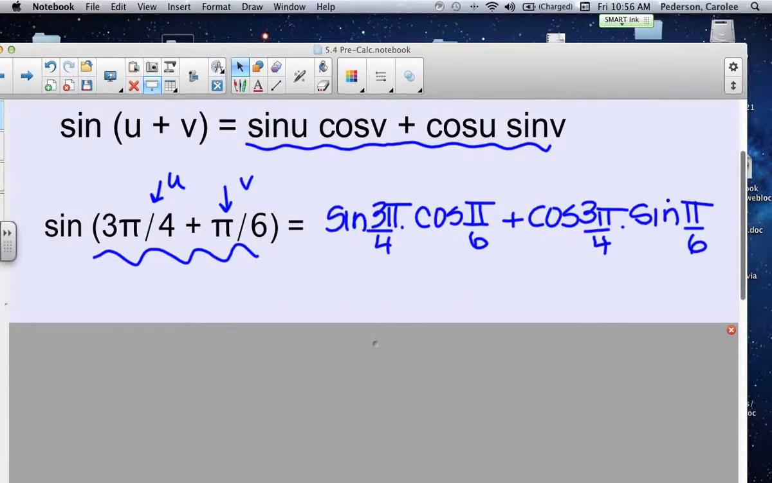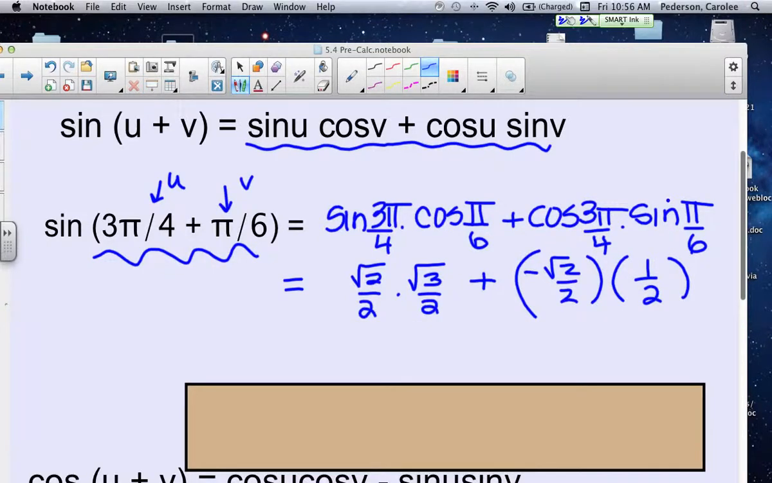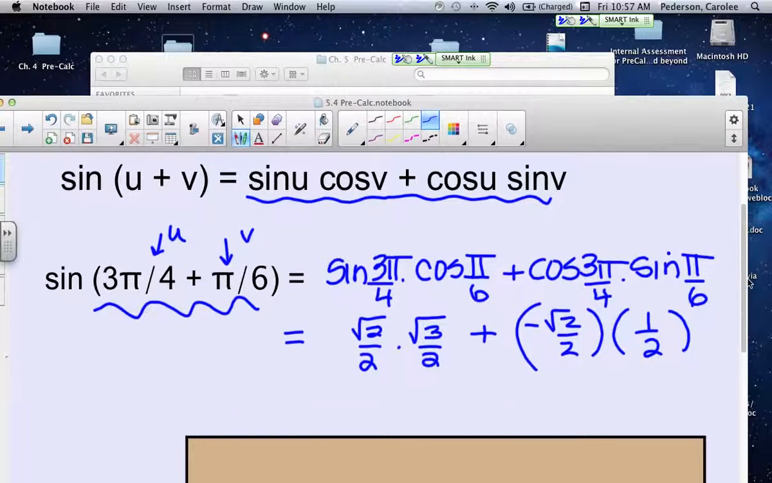So we look at the unit circle. Remember, the sine is the y value. So on 3 pi over 4, the y value is square root of 2 over 2. The cosine of pi over 6 is your x value. So that's square root of 3 over 2. Plus the cosine of 3 pi over 4, which is negative square root of 2 over 2. And then the sine of pi over 6, which is 1/2. And now we reduce.